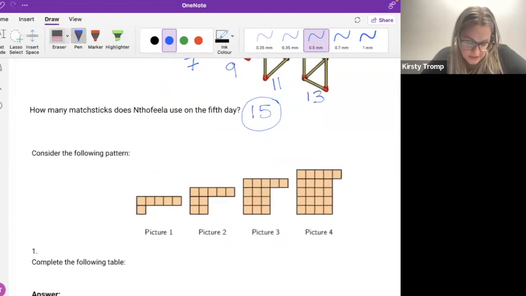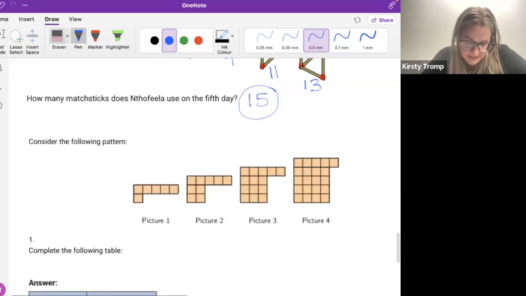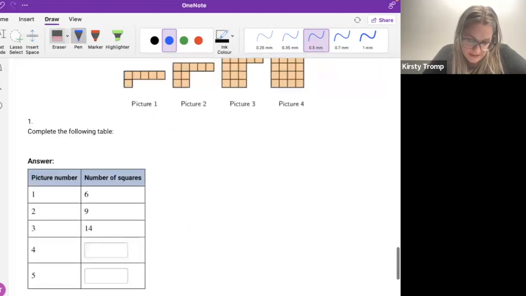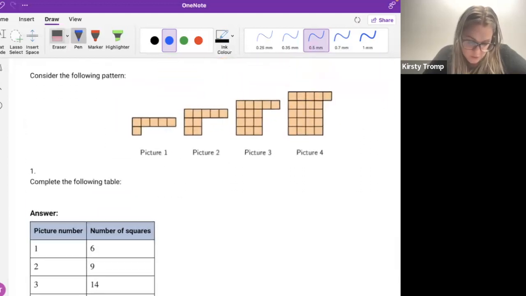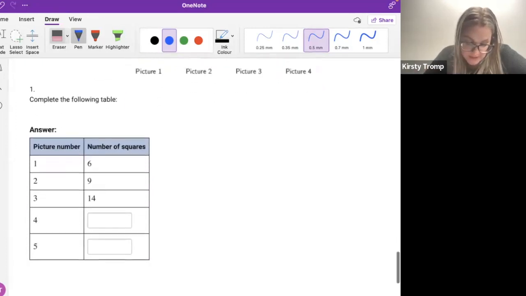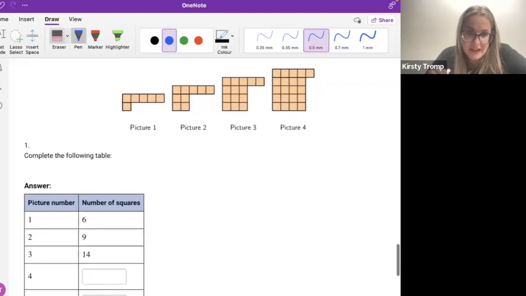And the last one that we're looking at tonight. Consider the following pattern. See if I can fit it all on my screen. They've been very kind to us. They've said to complete the table. In picture 1, I've got 6 squares. In picture 2, they told me I've got 9 squares. In picture 3, there's 14 squares. In picture 4, they're asking me to put the number of squares in there, and then to put it in for picture 5 as well.